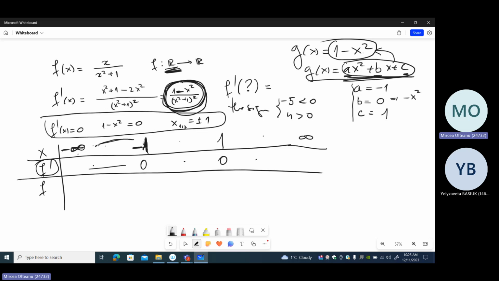Now, another way, the second way you can do it is the following. Tell me an arbitrary number from the interval minus infinity to minus 1. A fixed value. -2. -2, okay. Now compute f prime of -2 and tell me what you get.